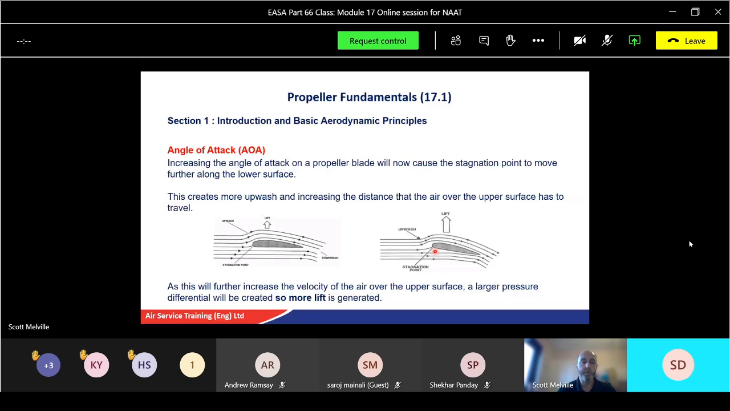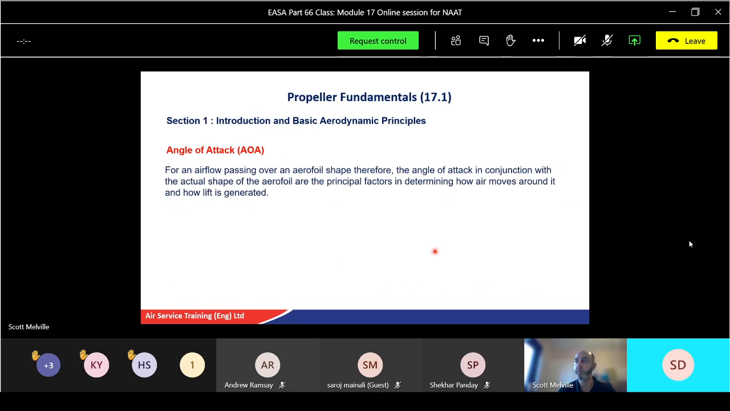Okay, up past that point, there'll be no more lift. You've just got a lot of turbulent air, which is no good for a propeller or a wing, and we just get a stall. So for an airflow passing an airfoil shape, the angle of attack in conjunction with the actual shape of the airfoil are the principal factors in determining how air moves around it and how lift is generated.